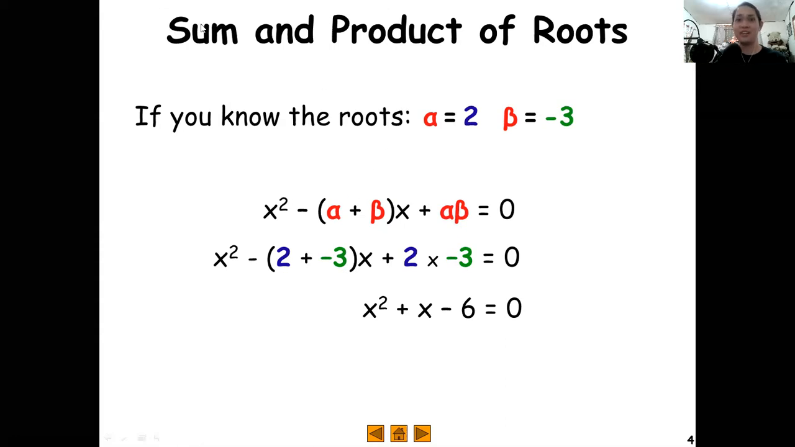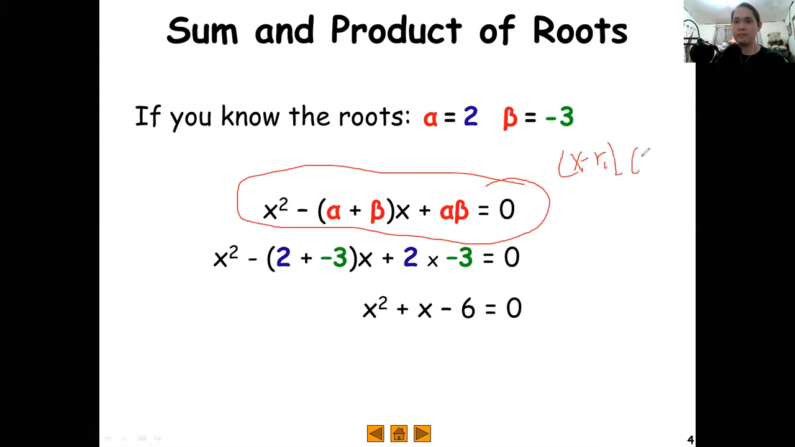Easy, right? All you have to do is just remember this form of a quadratic equation in standard form. You can also use this method: x minus r sub 1, multiplied by x minus r sub 2, which is equal to 0. So your r sub 1 represents your a, which is 2, so x minus 2.